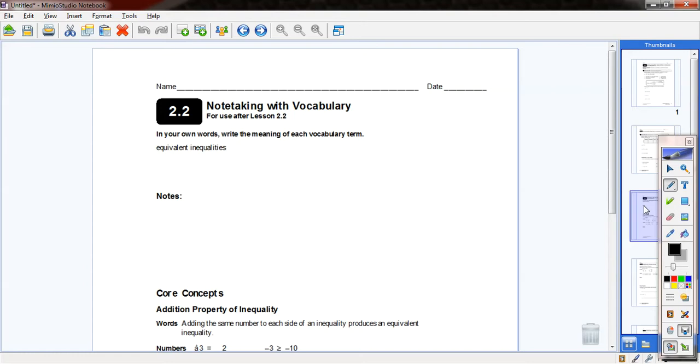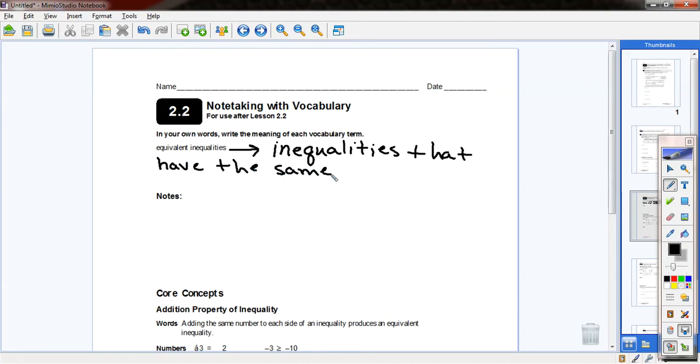Remind me of inverses for solving equations again. The inverse of addition is subtraction, and the inverse of subtraction would be addition. So you guys know this. As we talk about solving inequalities today, we're going to run into equivalent inequalities. What you need to know about equivalent inequalities is that they will be inequalities that have the same solution.